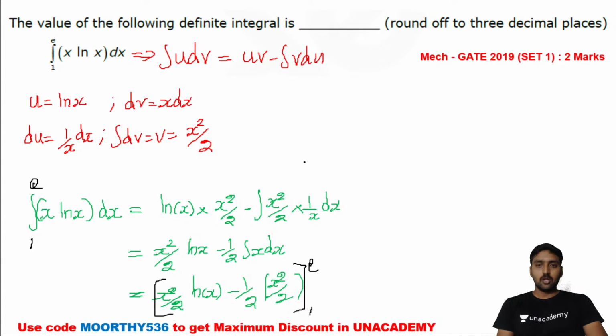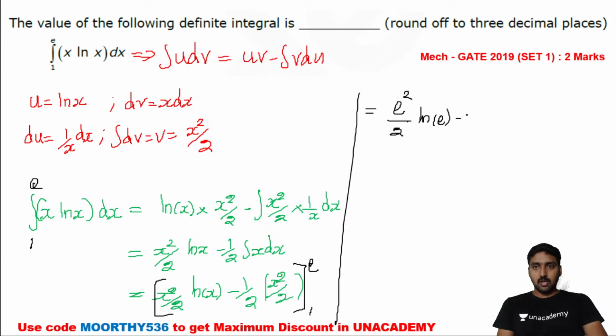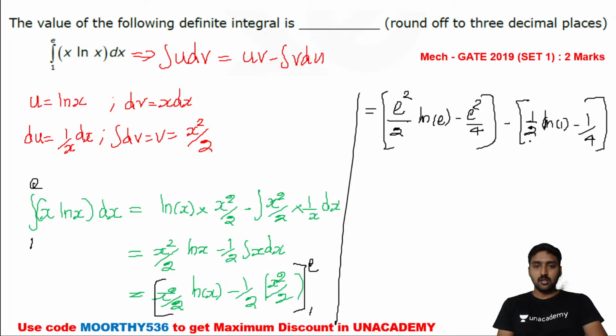While substituting, upper limit minus lower limit: e squared divided by 2 times log of e, minus e squared divided by 4, minus, for the lower limit, minus 1 divided by 2 times log of 1, minus 1 divided by 4. Minus 1 divided by 4. Right? Now log of 1 is equal to 0, and log of e is equal to 1. So it's e squared divided by 2 minus e squared divided by 4 plus 1 divided by 4.